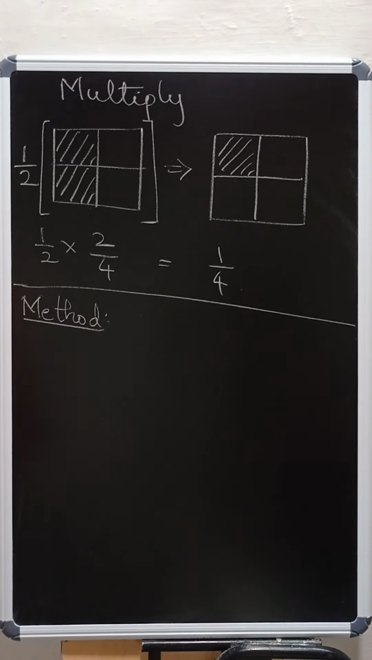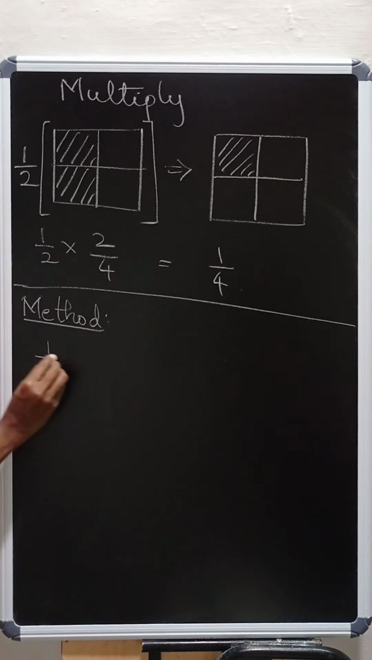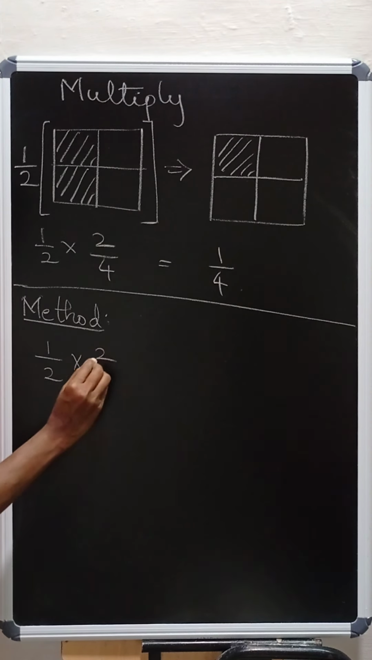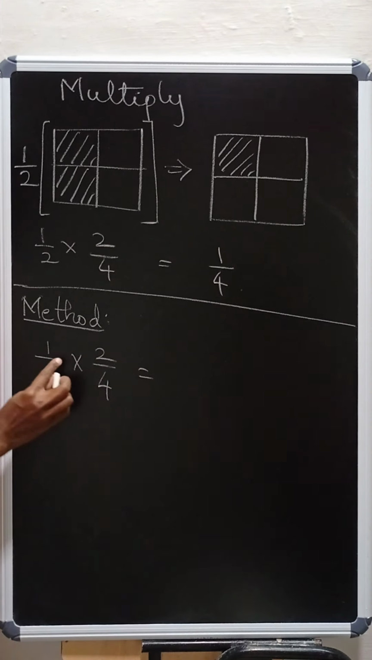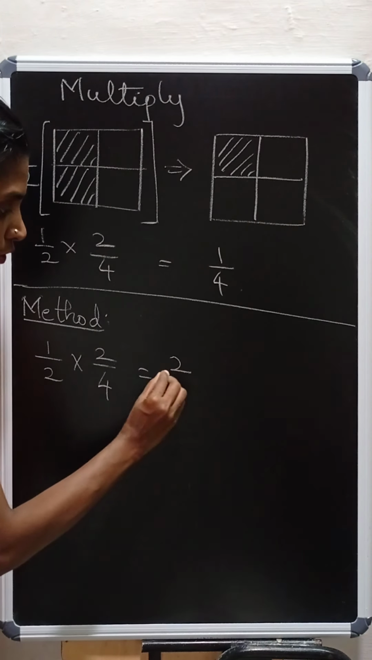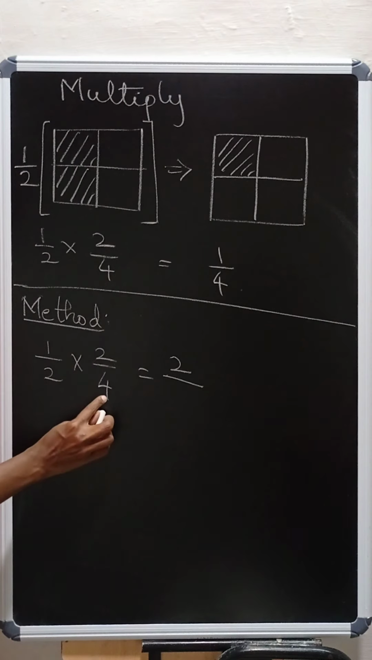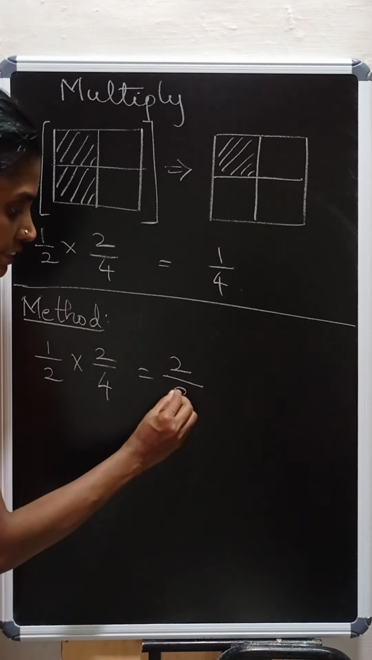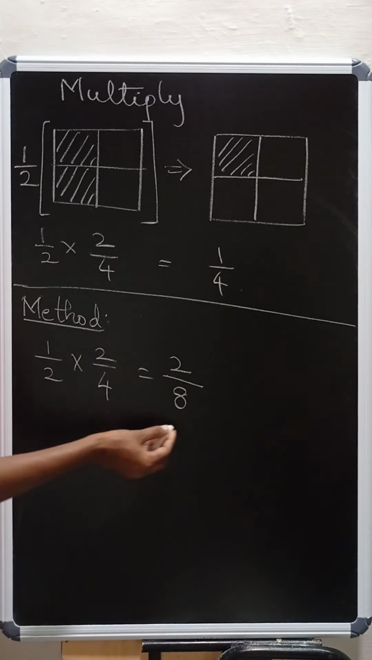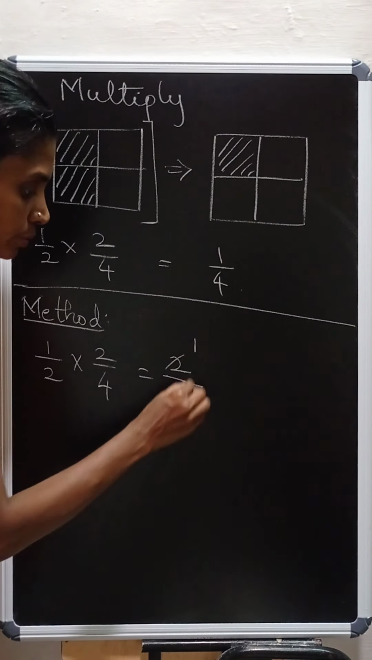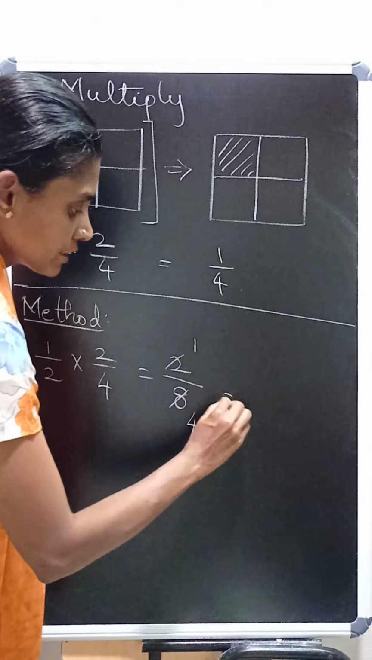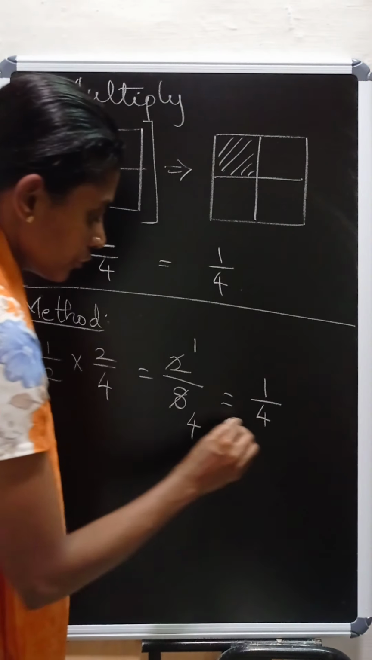Now we will see the method to do multiplication. So for the first one, half into 2 by 4, 1 by 2 into 2 by 4. You need to just multiply the numerators. 1 into 2 is 2. And then multiply the denominators. 2 into 4 is 8. And you get the fraction. Now you cancel it. 2 1s are 2 and 2 4s are 8. Which is equal to 1 by 4.